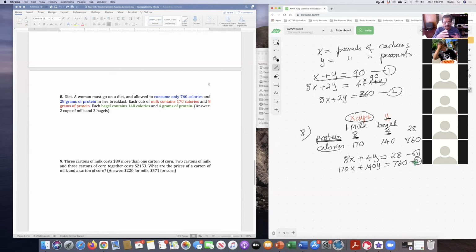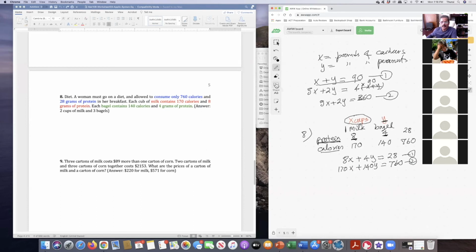When they give you this kind of information, every cup of milk has so many calories and so much protein, and then a bagel has so many calories and protein, that right there calls for a table. So organize the information, then it'll be easier. If you don't organize, it will be extremely hard to set that up. So I'm going to clear the screen and go to the next question.